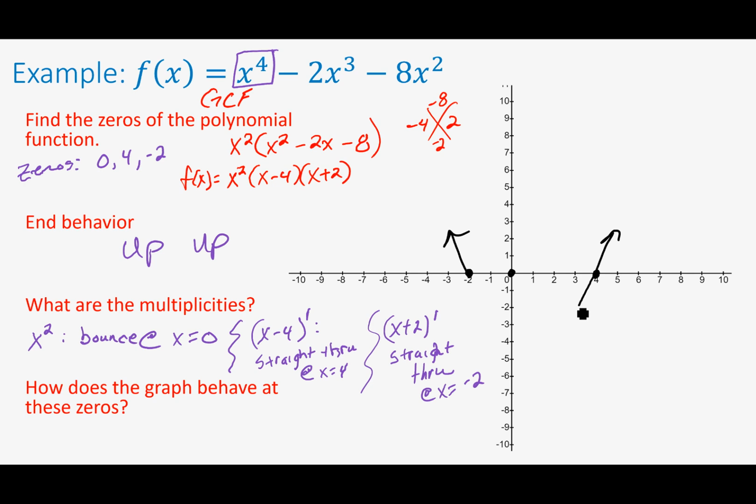At 0, it's bouncing. So it's going to go up, touch the x-axis, and bounce right back down. Specifically at 0. It's going to go up, touch it, and bounce right down. It's not going to cross the x-axis at all. And then at negative 2, it's going straight through. So this has to curve back up. And it'll go straight through negative 2 on my x-axis. So this is how my graph will look of x to the 4th minus 2x cubed minus 8x squared.